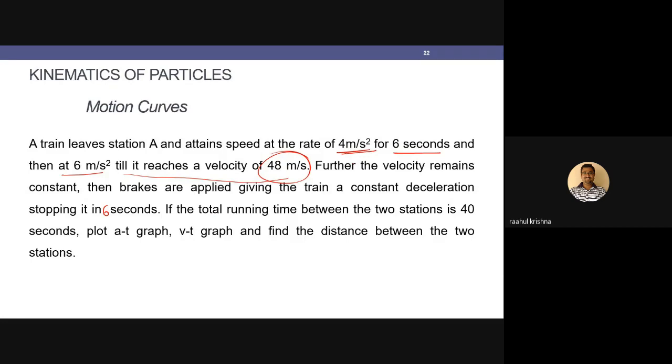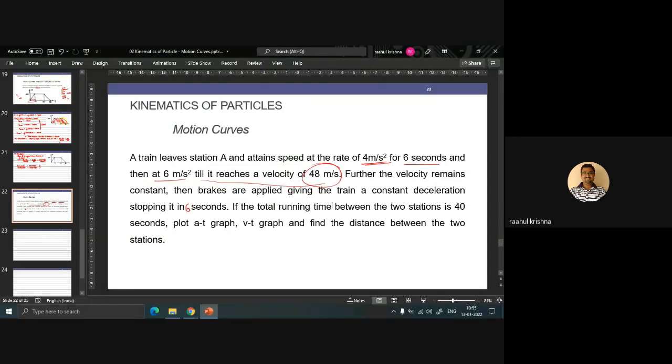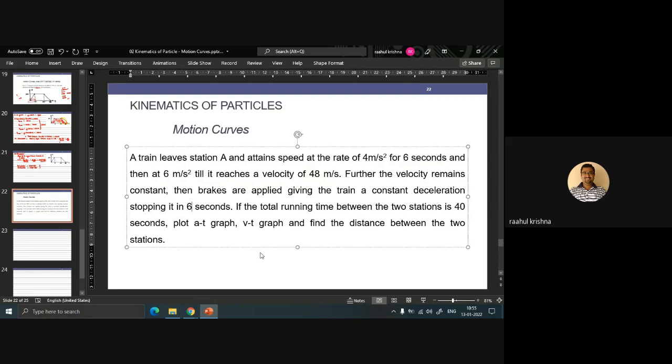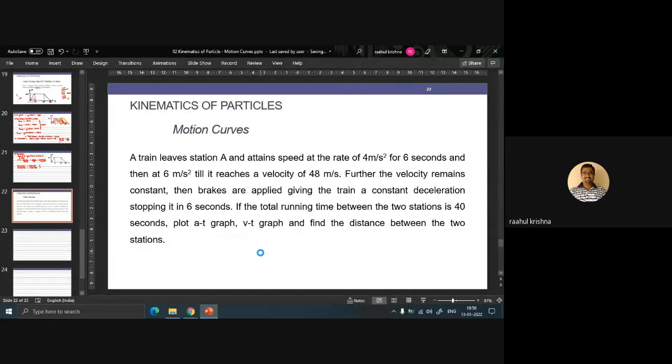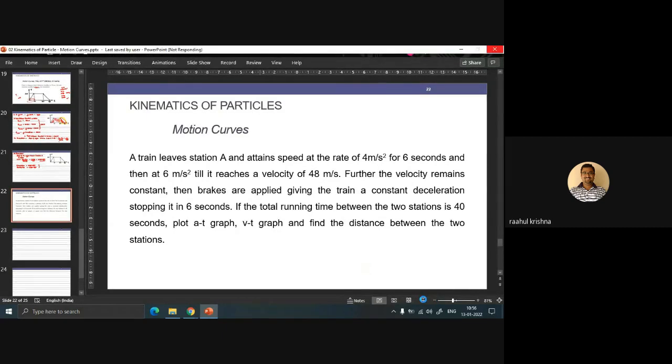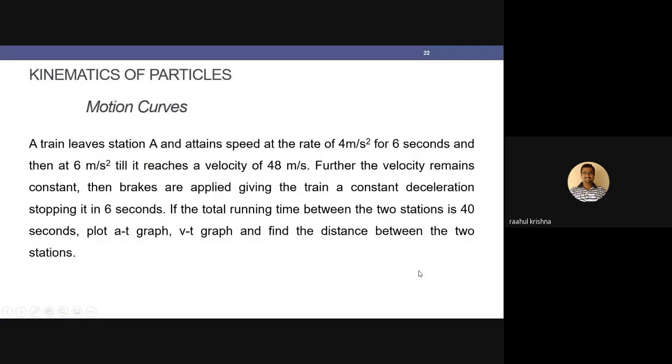So let me add that. Now, stopping it in 6 seconds. If the total running time between the two stations is 40 seconds, I am supposed to plot the acceleration time graph, plot the velocity time graph, and find out the distance between the two stations. So here I have all three cases which are coming.